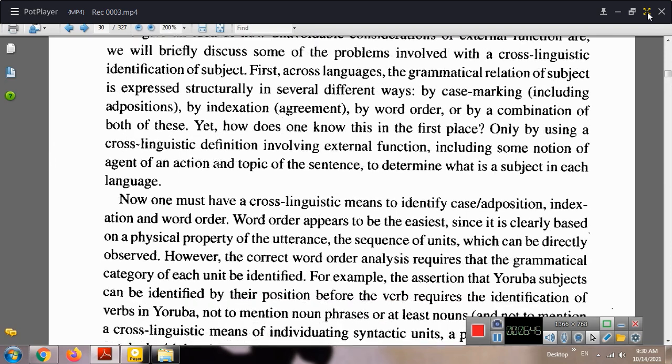Yet, how does one know this in the first place? Only by using a cross-linguistic definition involving external function, including some notion of agent of an action and topic of a sentence, to determine what is a subject in each language.